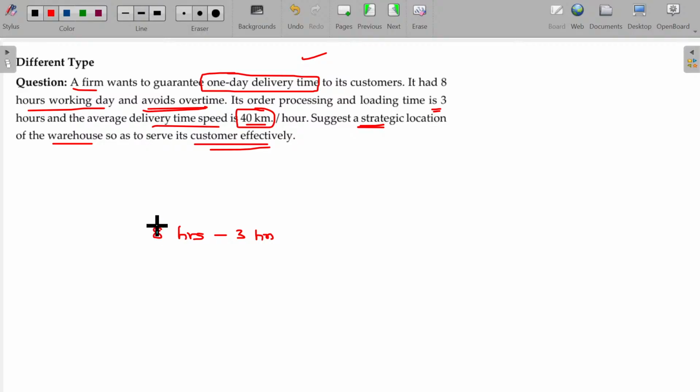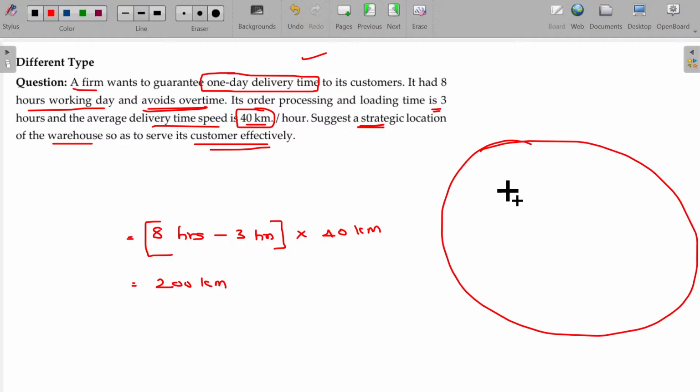Okay, clear? So 5 hours they have. Every hour the travel distance covered could be 40 kilometers. Now if we multiply with this, okay, 200 kilometers. So from the customer's point, the warehouse you set should be within 200 radius. Within 200 radius. If you have the warehouse here, this radius to be 200 kilometers.